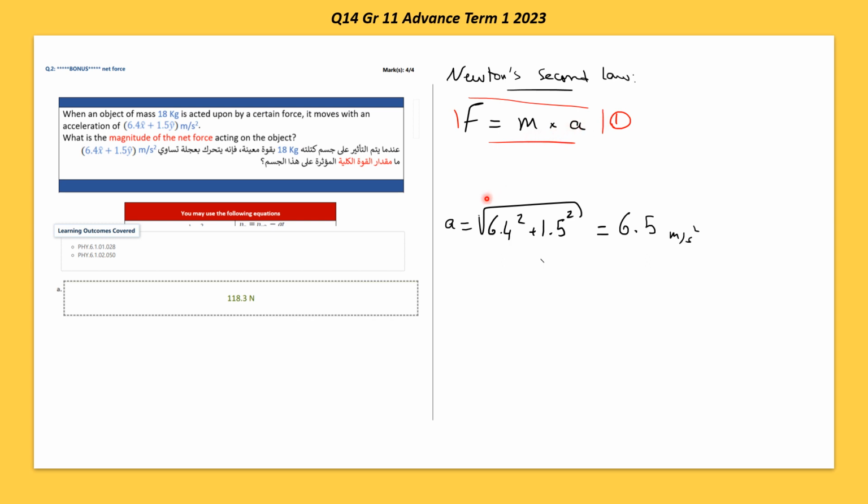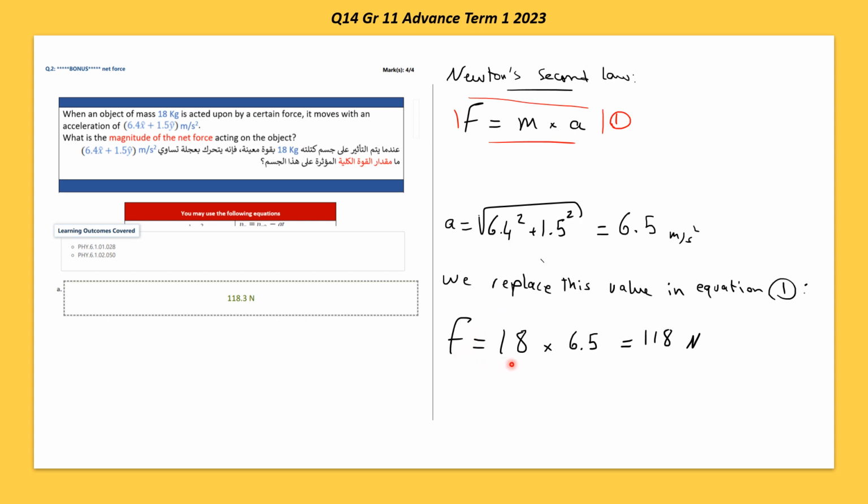m is given, but the only problem here is to calculate the acceleration. We have two values of the acceleration, one with respect to x and the other with respect to y. So how to calculate the total acceleration? By applying the Pythagorean theorem, 6.4 squared plus 1.5 squared, which gives 6.5. Then we replace it in the main equation. So F equals the mass, which is 18, multiplied by the acceleration already calculated, 6.5, and the answer is 118 Newtons.